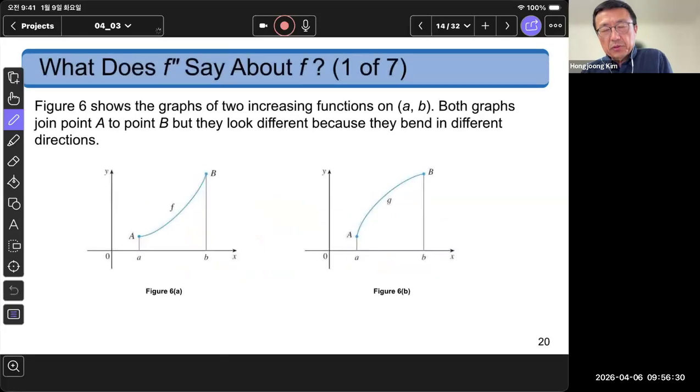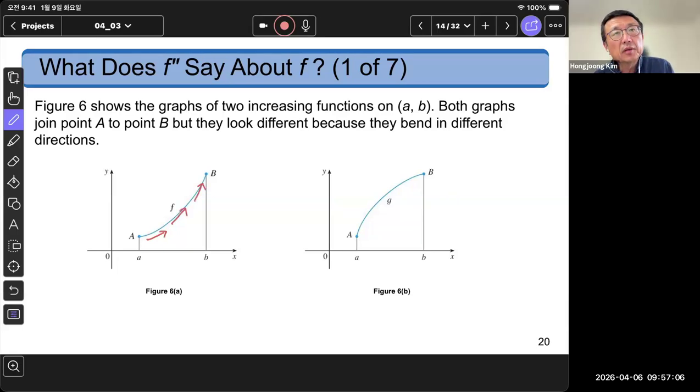So let us consider the following slide. In figure 6a, my function f is increasing. And in figure 6b, my function g is also increasing. So these two functions are increasing between a and b. Then what's the difference? The shapes are different, right? Now, is it related with f prime? What is the slope?